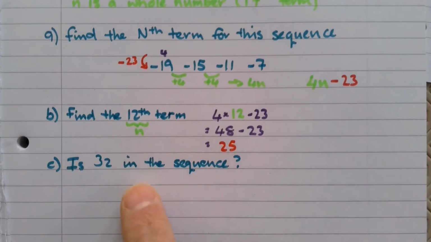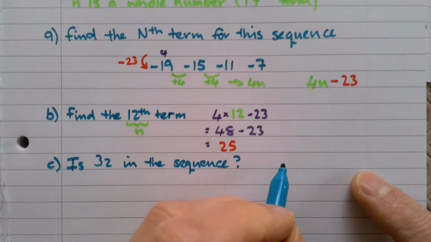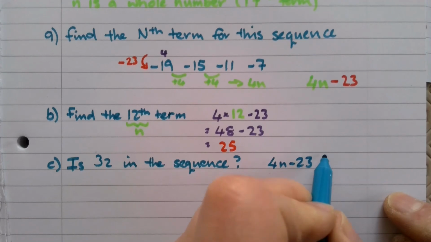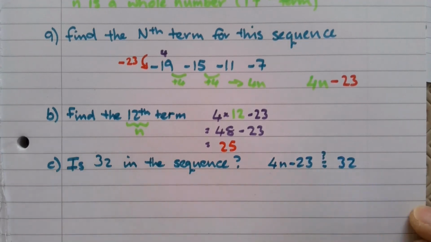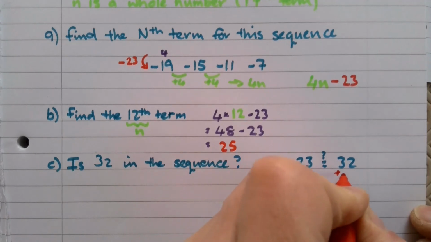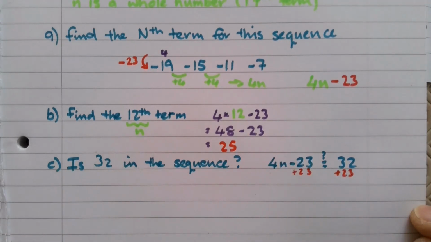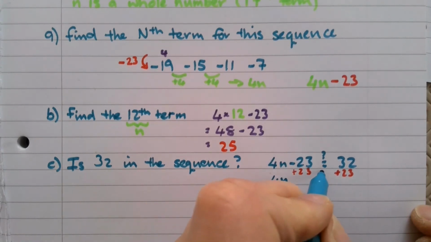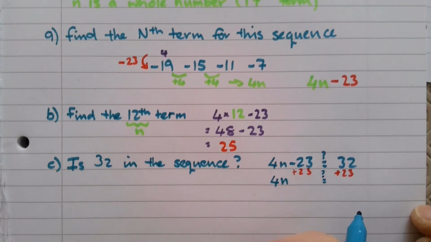Now we need to answer whether 32 is in the sequence. So like before, write ourselves down a little equation. So 4n take away 23 equals question mark 32. Let's see if this will work. So if it says take away 23, we need to do the opposite. We need to do it to both sides, just like solving equations. So if we're going to take away 23 and add 23, that kind of goes away. It's like adding 0. So we're just going to be left with 4n equals question mark. That's going to be 55, isn't it?